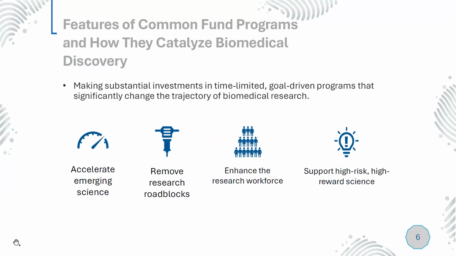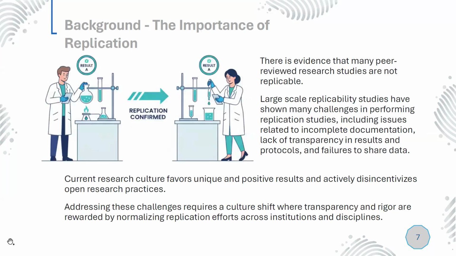So these are some features of all of our Common Fund programs. We're really trying to accelerate science, get it moving fast, get things out of the way so we can get our science done, improve the research workforce, and support high-risk, high-reward science. So this will probably be familiar to you. And another unique feature is this is not a standard funding opportunity like an R01 or a K08. This is a prize. So it operates a little bit differently, and we're going to go into all of those details here. The topic of this is research replication.